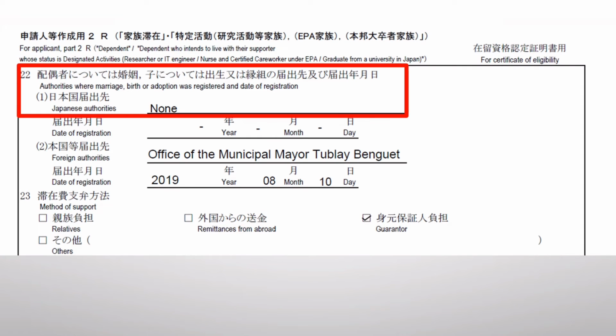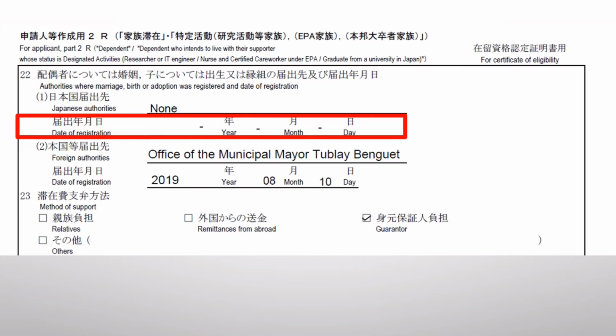Third page. Number 22 is about marriage, birth, or adoption. This depends on the applicant. If it is about your spouse as a dependent, then the marriage info would be written. If it is your children, then it is the birth information. Here we wrote our marriage information. Japanese authorities is none because we got married in the Philippines, so date of registration is also none.